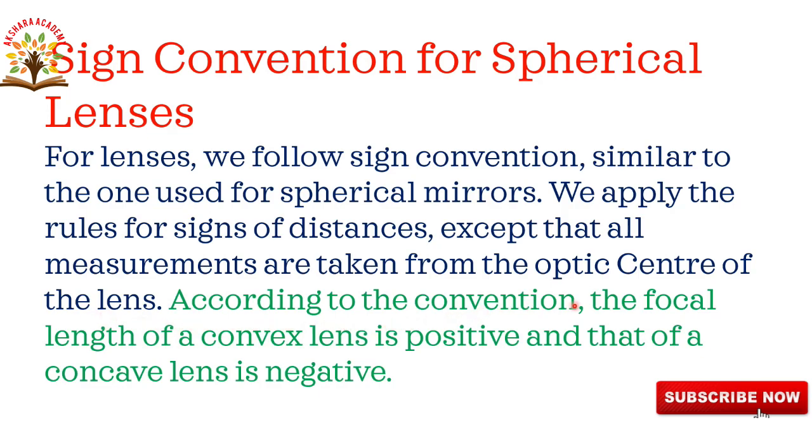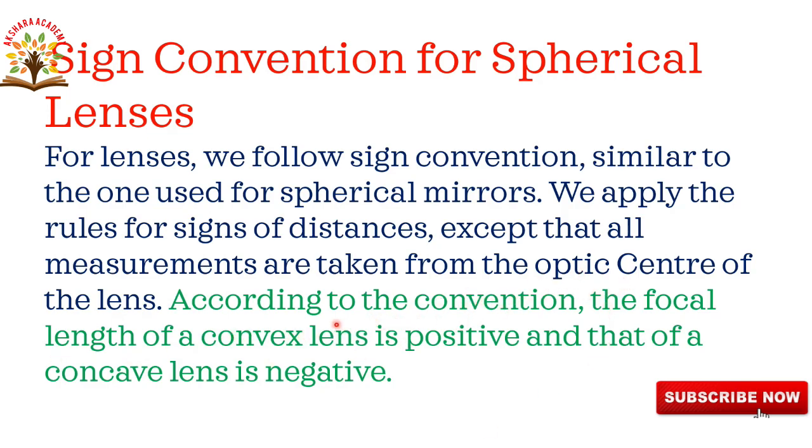According to the convention, the focal length of the convex lens is positive and that of a concave lens is negative. Remaining all rules are the same for lenses and mirrors except that all the measurements are taken from the optic center of the lenses. In lenses we are taking the distances from the optic center.